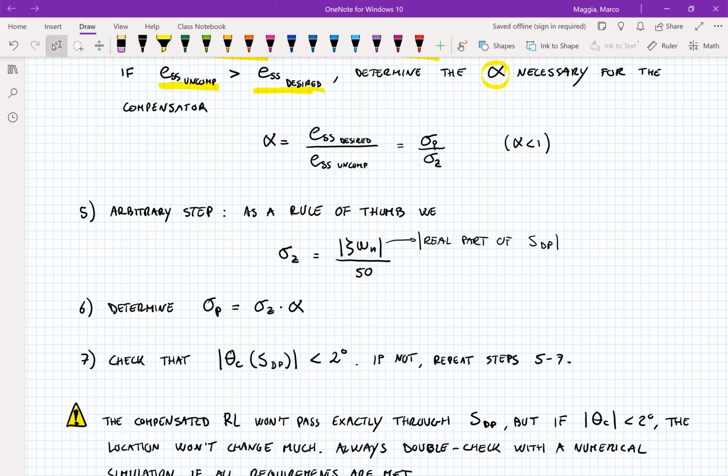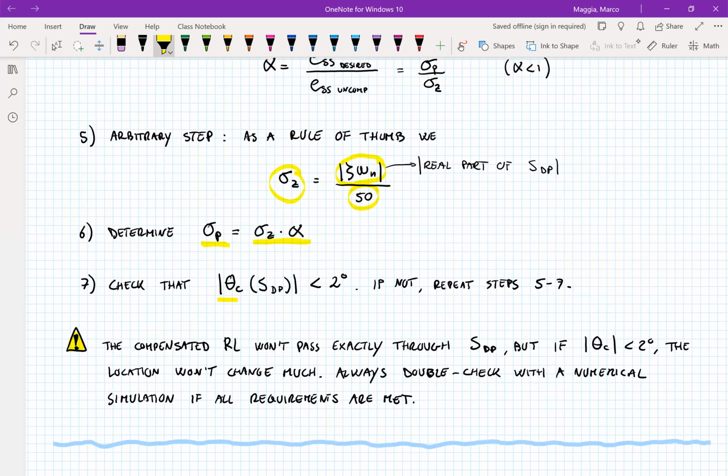Then we have the arbitrary step of placing the zero, and you take it as 50 times smaller than the real part of the dominant poles. And then the placement of the pole of the compensator is just sigma z times alpha. And then as the last step, you want to check the overall angle introduced by the lag compensator. You want to check that it is less than about 2 degrees. And if that is not the case, then you have to repeat steps 5 and 6.